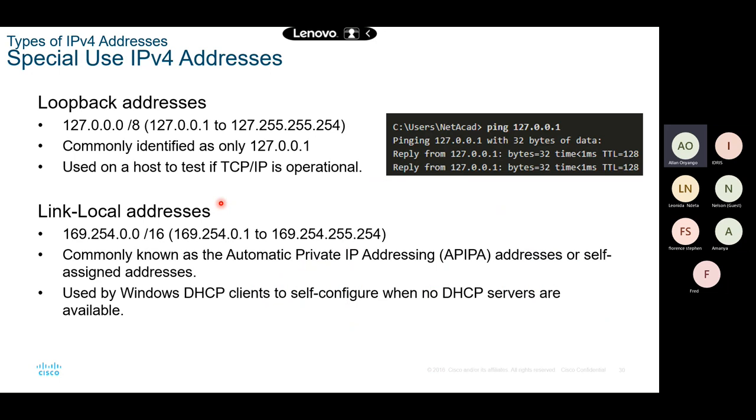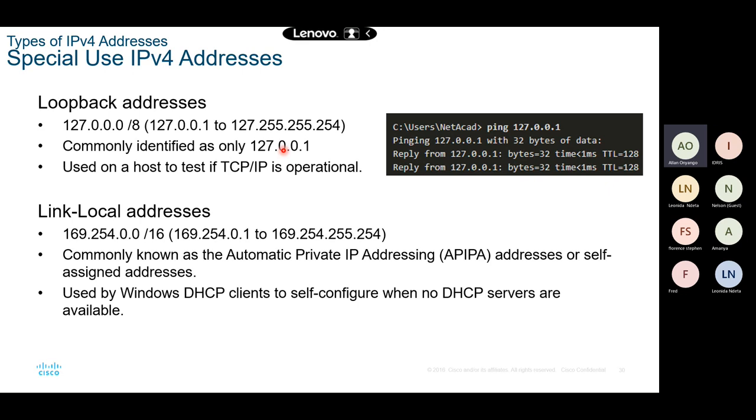We have some special types of IPv4 addresses. This one, we have talked about it. The first one is called the loopback IP address. It ranges from 127.0.0.1 all the way to 127.255.255.254.